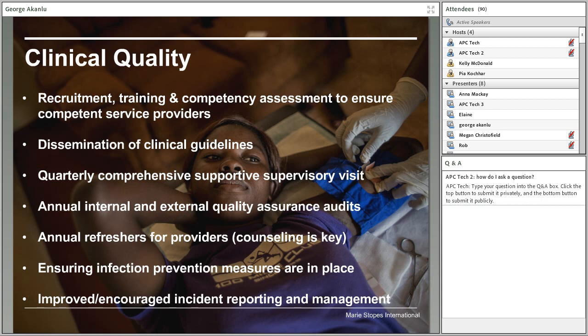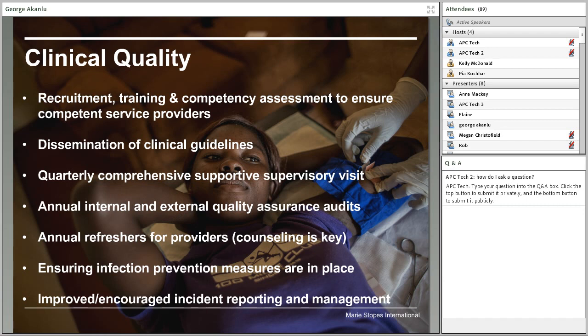So underpinning all this is clinical quality. And just as the previous presenters mentioned, Marie Stopes ensures that we recruit, train, and competently assess all the providers who work in all these service delivery channels. So providers are assessed, and whether they are competent or not, they are taken through the process where they become proficient and competent in providing the services. We also ensure that all these providers have access to the clinical guidelines by the local Ministry of Health, and international guidelines within which they provide services.